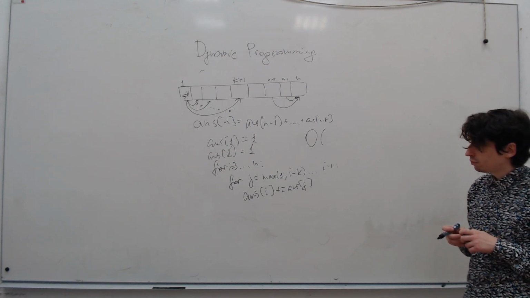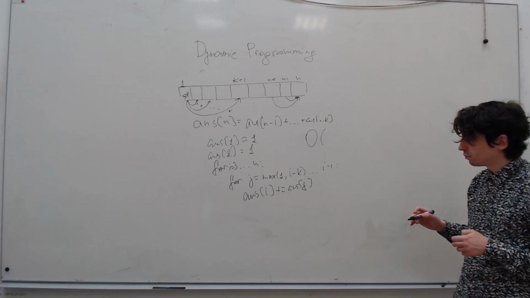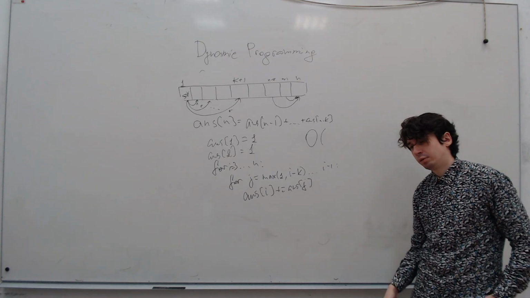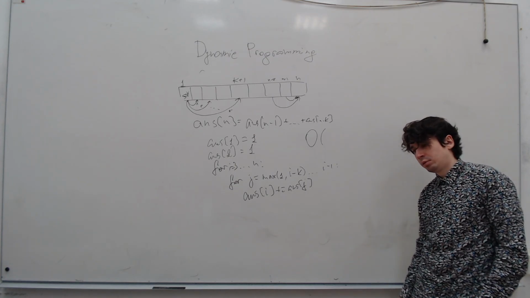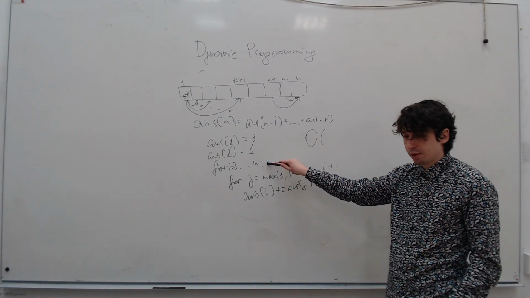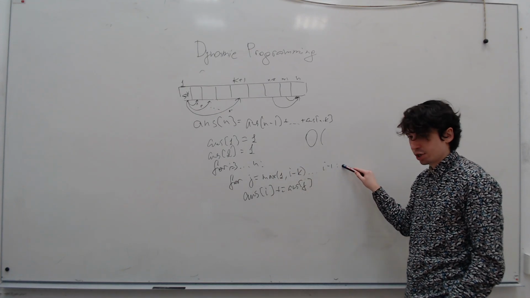Probably n multiplied by n minus k. Why n minus k? So how many iterations does this loop have? N iterations. Okay, how many iterations does this loop have?